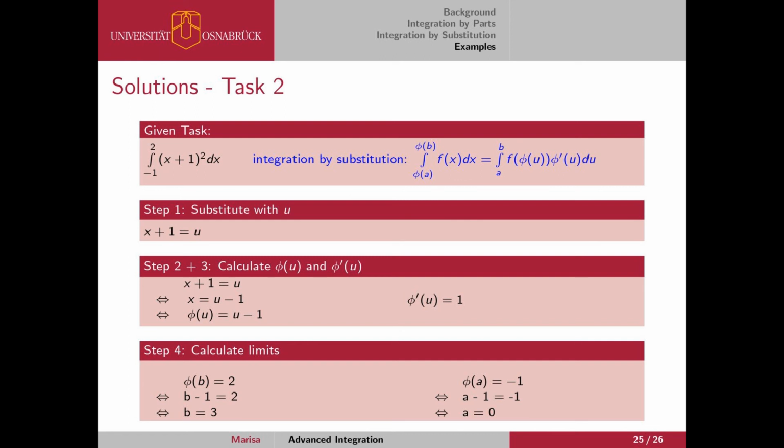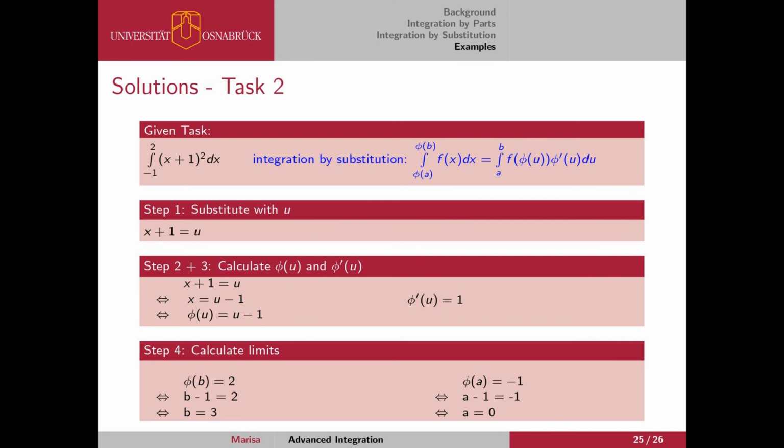In the second and third step, we calculate phi of u and phi prime of u. We do this by solving the equation from step 1 to x. This yields u minus 1. This is our phi of u. Phi prime of u is its derivative, which is 1.